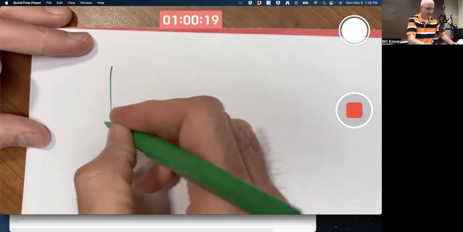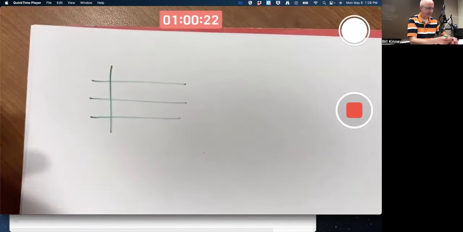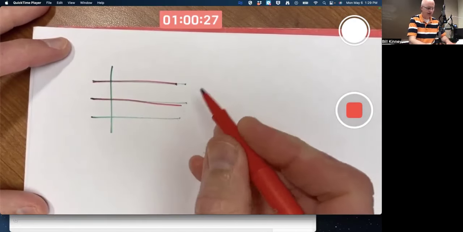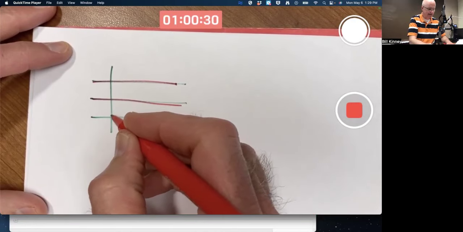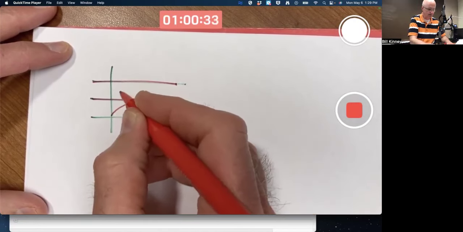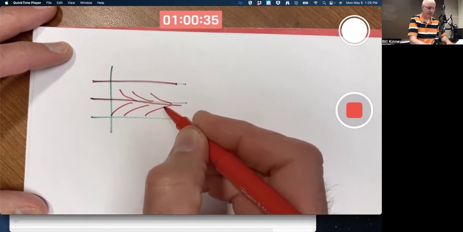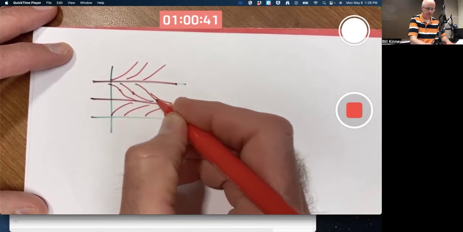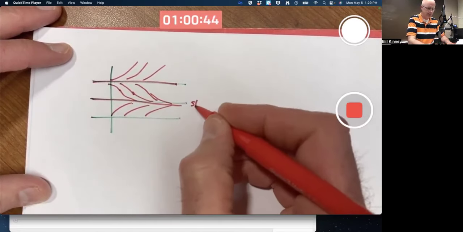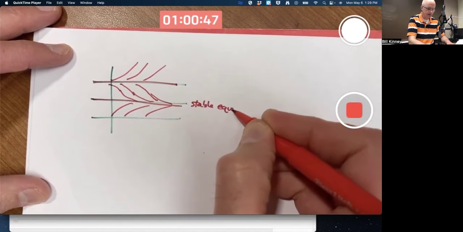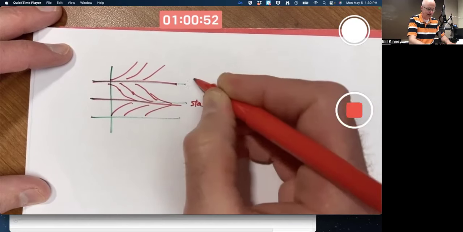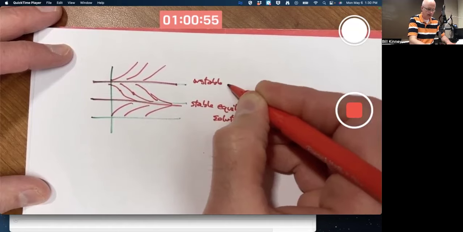For example, you could have a situation where you've got two equilibrium solutions here and here, and maybe, let's say this one's stable, but the other one is unstable. Solutions go away from it, including these that are in between. This is a stable equilibrium solution. This is an unstable equilibrium solution.